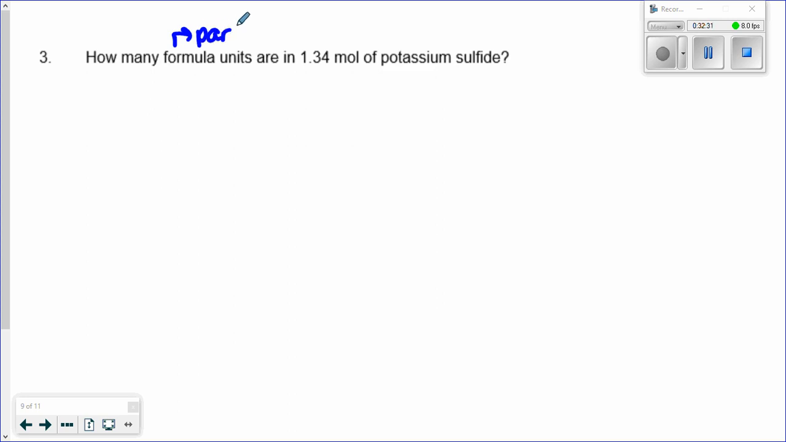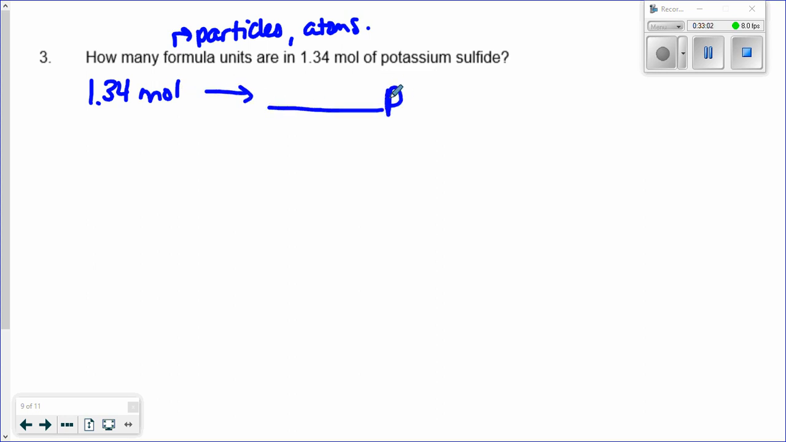how many formula units, particles, whatever you want to call it, atoms, a little bit weird to call it that way, are there in 1.34 moles of potassium sulfide? This one we actually just need to use conversion factors because this is not converting mass to moles or moles to mass. This is saying if I have 1.34 moles, how many particles is that?